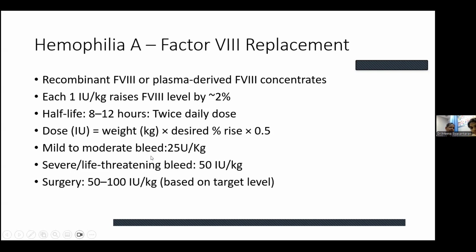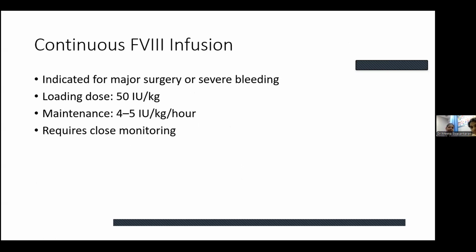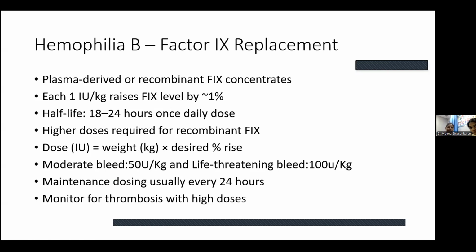Mild to moderate bleed, 25 units per kg. Severe or life-threatening major bleed means we should give 50 international units per kg. For major surgery, we should give 50 to 100 international units per kg based on target level. For continuous factor VIII infusion, if major surgery for the patient, loading dose 50 international units per kg, maintenance 4 to 5 international units per kg per hour, requires close monitoring.